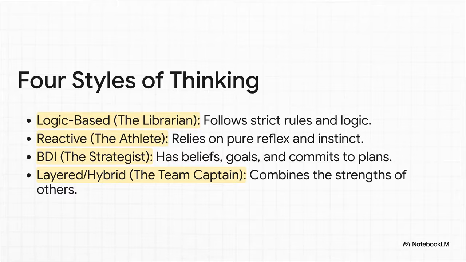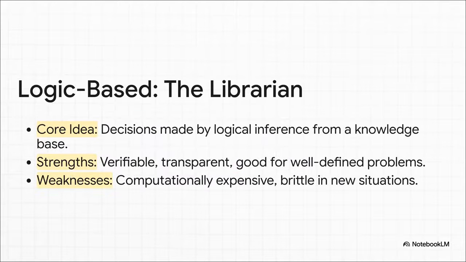First up, you've got the logic-based agent, who we'll call the librarian. Super precise, follows the rules to the letter. Then there's the athlete, the reactive agent, all instinct, all reflex. After that comes the strategist, or the BDI agent, who thinks about its beliefs and goals to make a plan. And finally, you have the team captain, a hybrid model that basically tries to combine the best of everyone else. Let's start with our librarian.